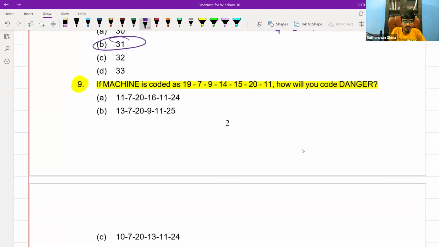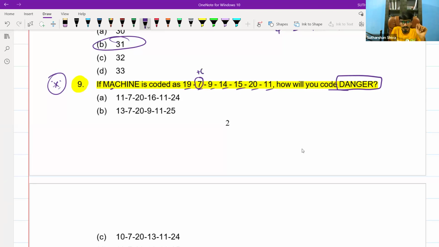That's it. The 9th one is an interesting question, another important question which you need to note down. 9, 7, 9, 14, 15, 20, 21. How will you code the word danger, they are asking? First, we will find the easier thing, because in examination we cannot write A to Z numbers, it is not possible. So we will first find A. A is 1. What number have they given? They have given 7.